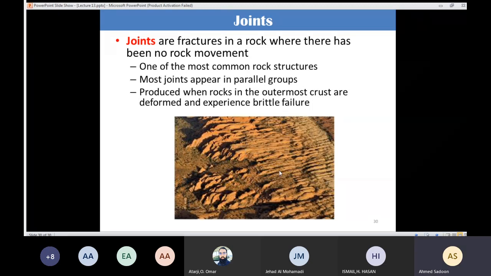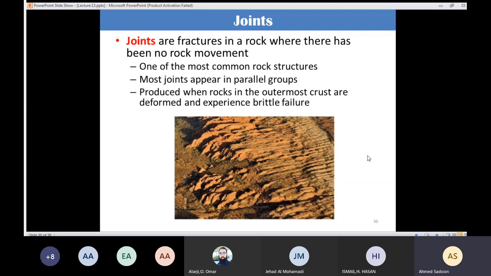Now I'm done with the crustal deformation. If you are interested or you need more information, you can get back to the textbook. You are going to have more information about it. But for us, what we have presented here is enough for us.